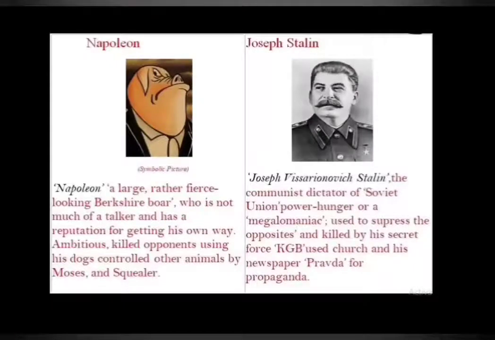The next significant character is Napoleon, a large, rather fierce-looking Berkshire boar who is not much of a talker and has a reputation for getting his own way. Ambitious, he killed opponents using his dogs and controlled other animals through Moses and Squealer. He plays the role of Joseph Stalin, the communist dictator of the Soviet Union. Power-hungry and a megalomaniac, he suppressed opponents and killed them by his secret force, the KGB, and used the church and his newspaper Pravda for propaganda.